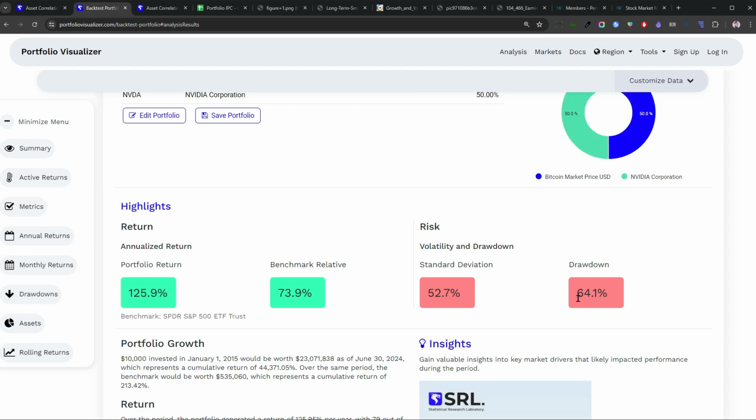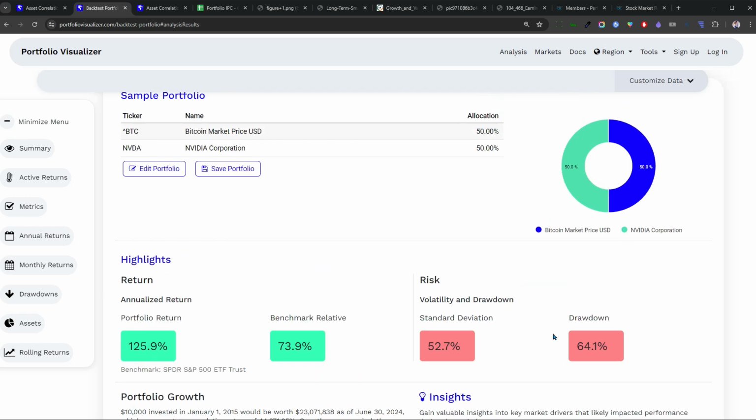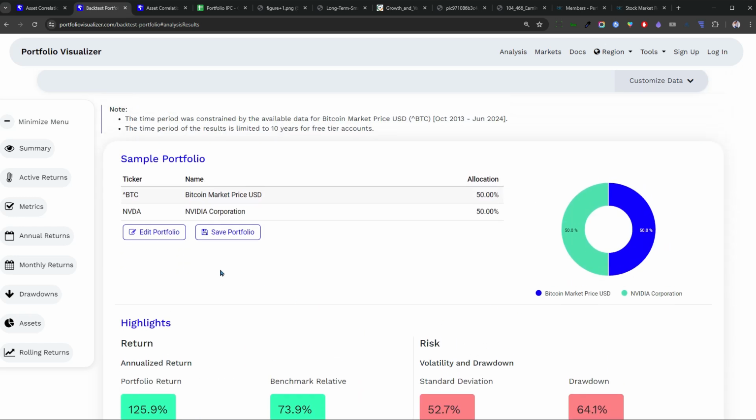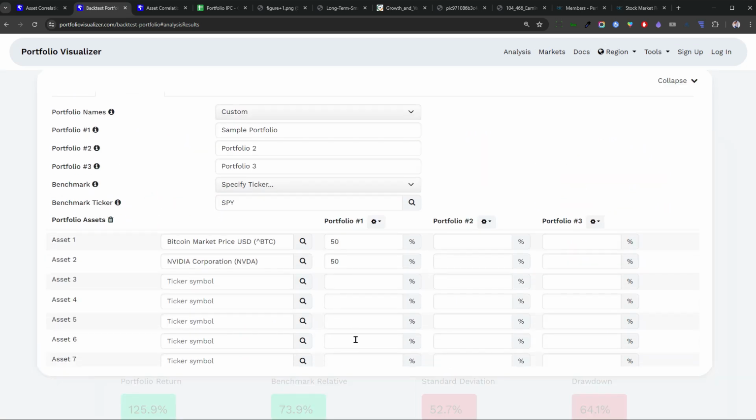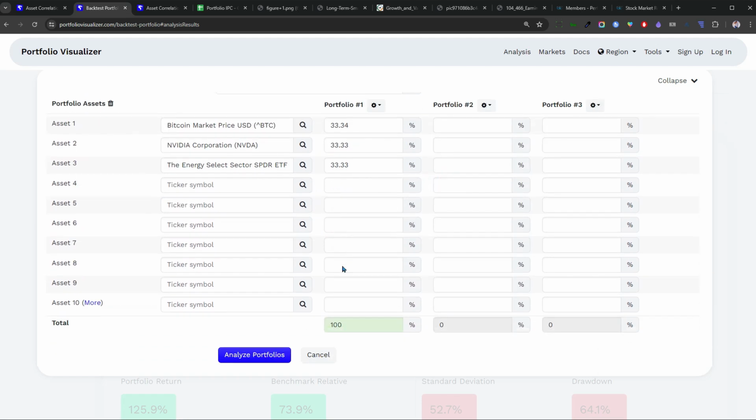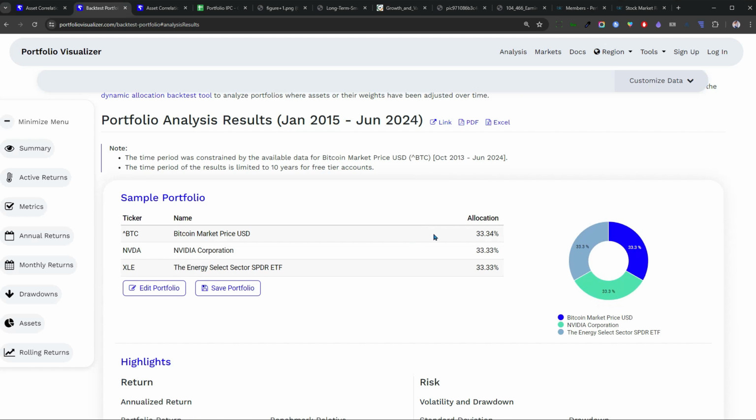However, let's say our market savant didn't want these huge drawdowns. Didn't want to see his $1 million account go down to $300,000 one year. Doesn't need all that stress in his life. And he understands that energy stocks have the lowest long-term correlation to the rest of the market. So he goes ahead and adds the energy sector fund ETF into his portfolio and equal weights it with Bitcoin and Nvidia. Let's take a look at the returns over the last 10 years.